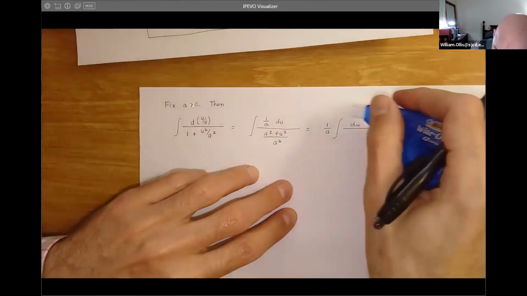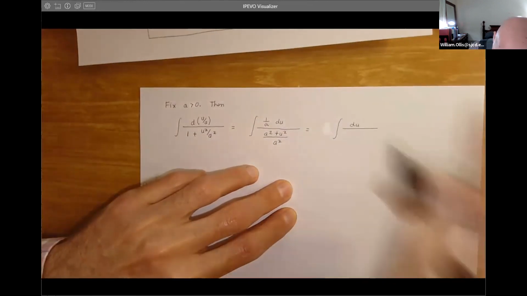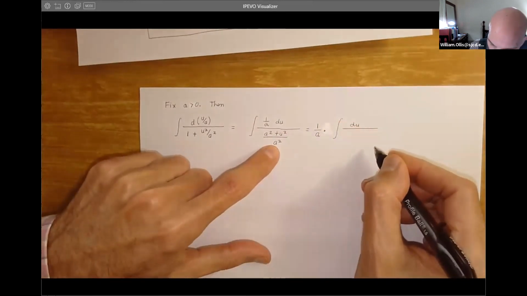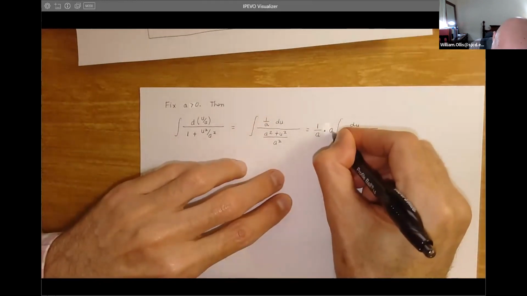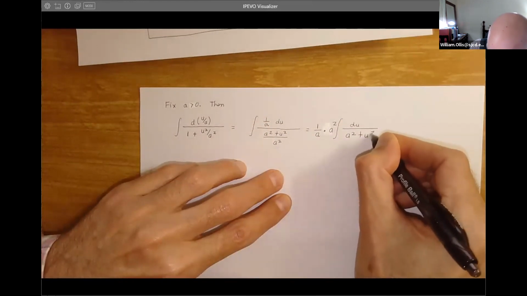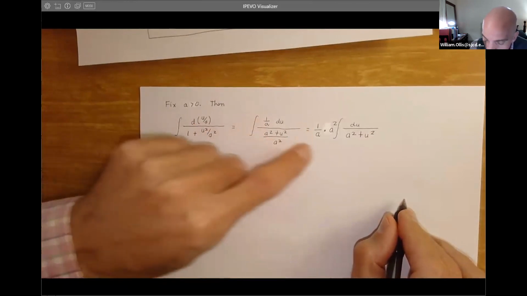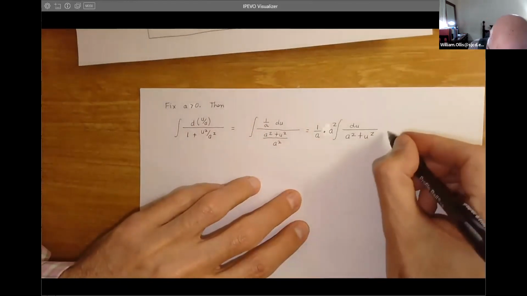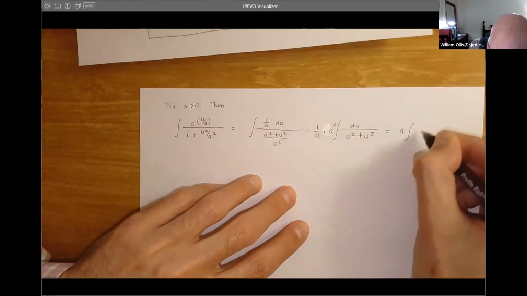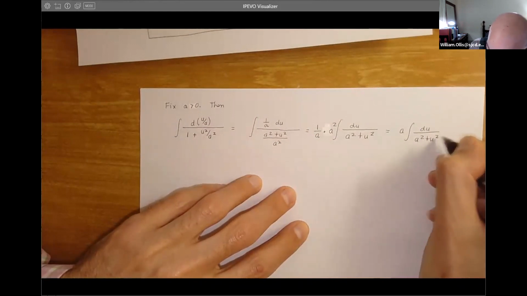And then of course here, this is 1 over a, so that's going to be just an a squared. So let me make some room for that. So that's just going to be a 1 over a squared. We can go ahead and move that outside too, if you like, just to save a little bit of time. The 1 over a factors, and 1 over a squared is just a squared. And so now this just gives us a du over a squared plus u squared.